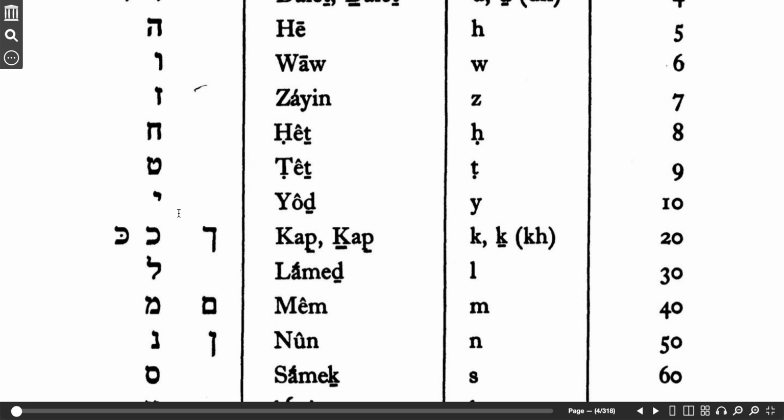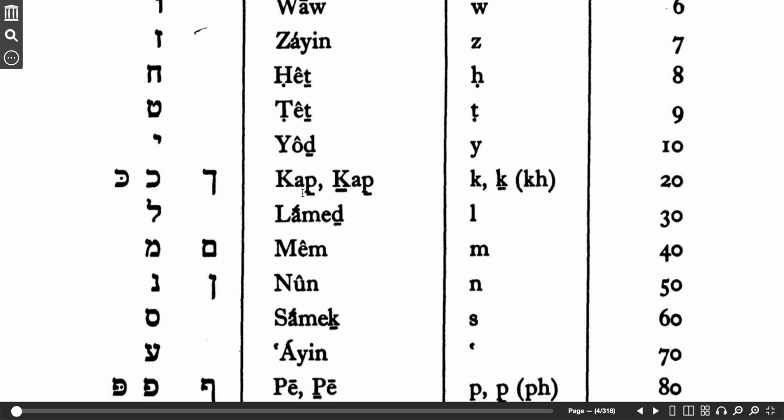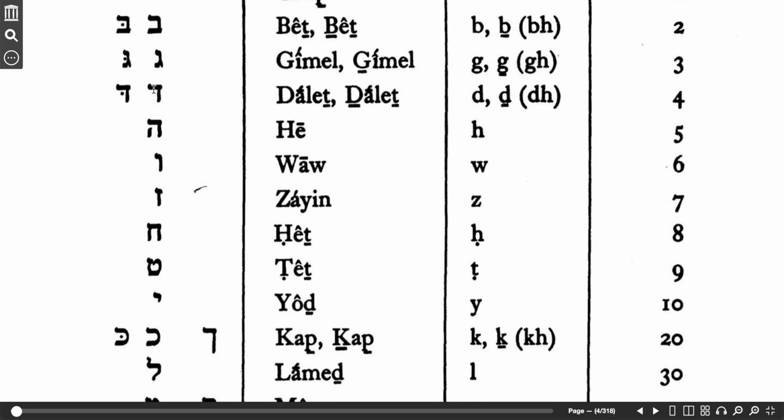Then we have kaf. Kaf. Now, you see three versions of this letter. Here is one without a dot. Here's the one with a dot, similar to these.